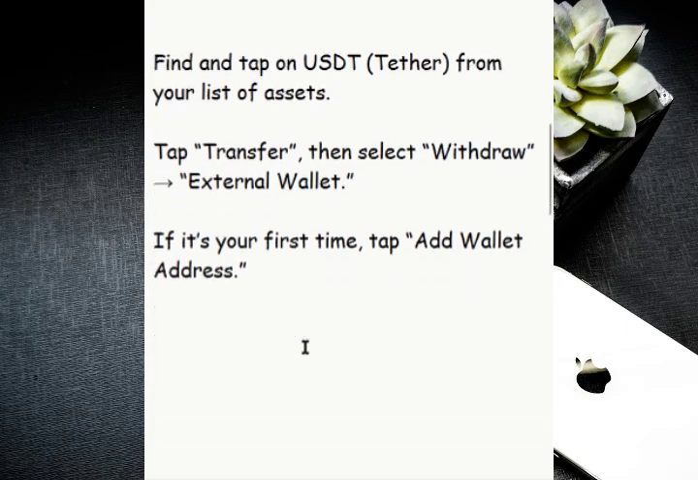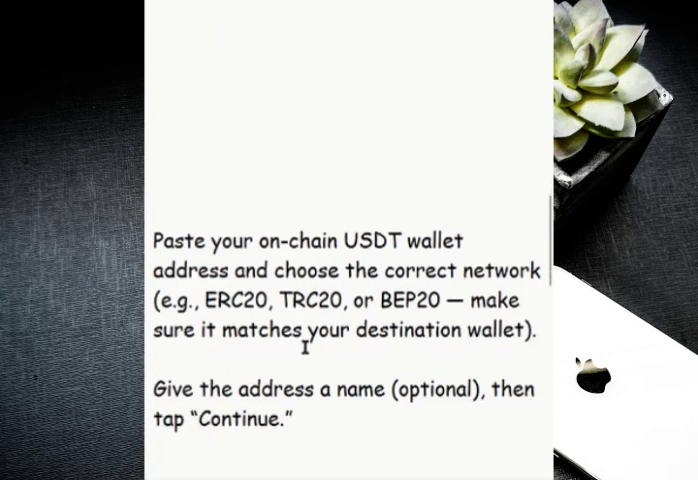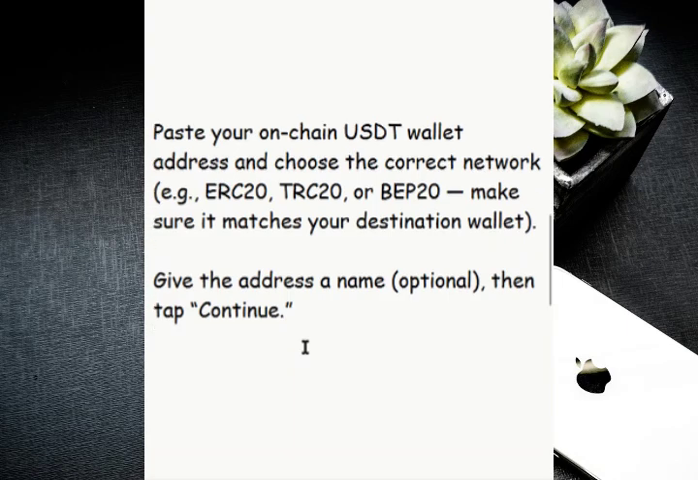Then if it's your first time, tap add wallet address, then paste your on-chain USDT wallet address and choose the correct network. For example, you can pick from the list shown in the video, which is ERC20, TRC20 and BEP20. Then make sure it matches your destination wallet to avoid loss of your crypto. So give the address a name, which is very optional, then tap continue.